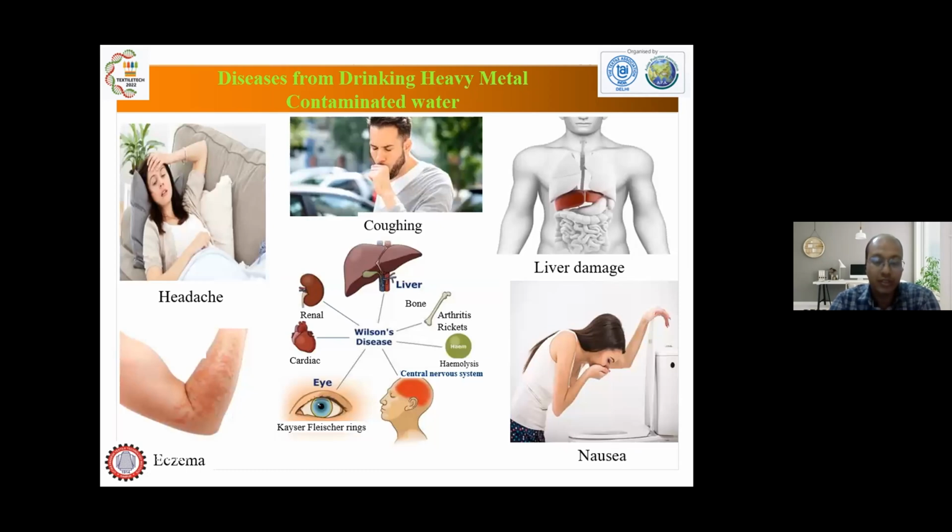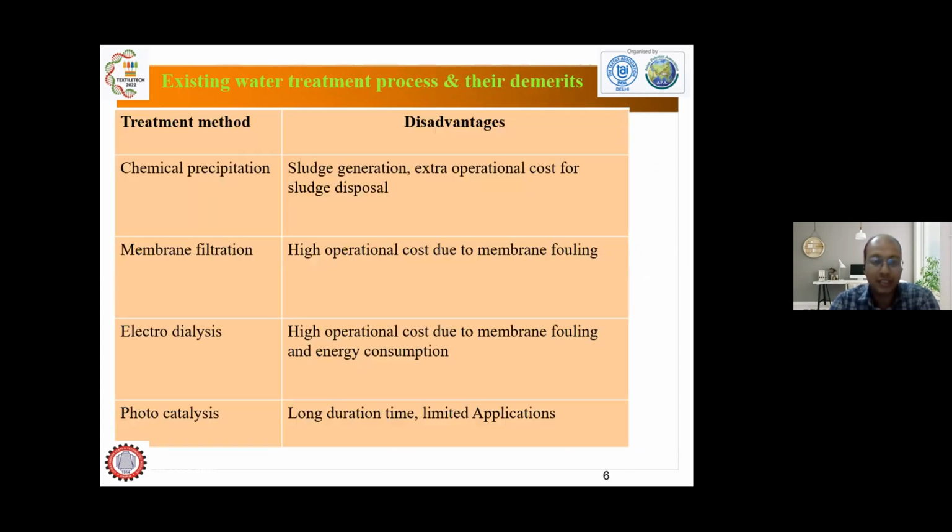If you drink water contaminated with these heavy metals, these are the various diseases that may happen: headache, coughing, liver damage, nausea, eczema, Wilson disease, and so on. There are various wastewater treatment processes available: chemical precipitation, membrane filtration, electrodialysis, and photocatalysis.